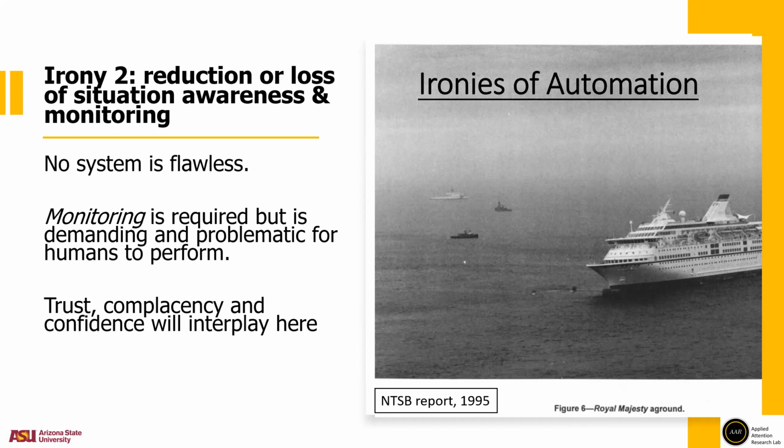So no system being flawless simply indicates that as you add automation, you are not somehow making the system less error prone. You are simply changing the kinds of errors that happen. And those errors may require monitoring or a demand from the human that's problematic for them to perform. People are notoriously bad at vigilance tasks, for example.